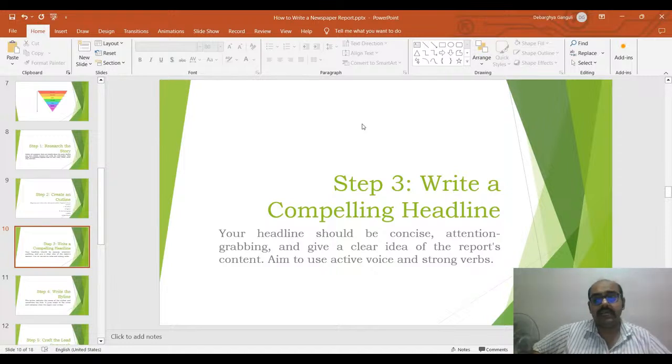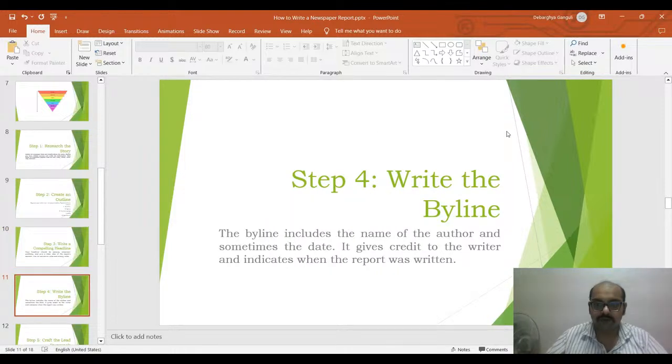Next is that your headline should be very concise, very catchy. It has to grab the attention of the readers. It has to be non-offensive. It should not be very politically colored. It should give a clear-cut idea about the report's content. And here there is a small suggestion from my part, that is, use active voice and very proactive or strong verbs to convey the idea that you are trying to convey.